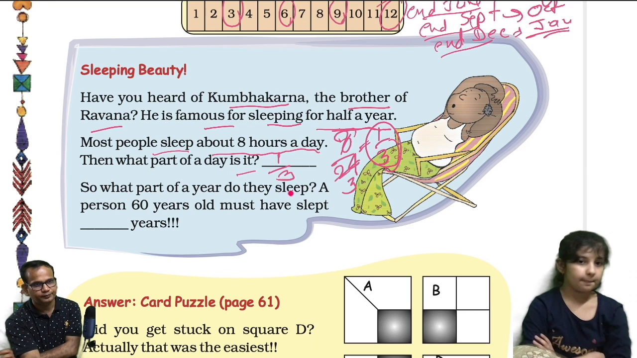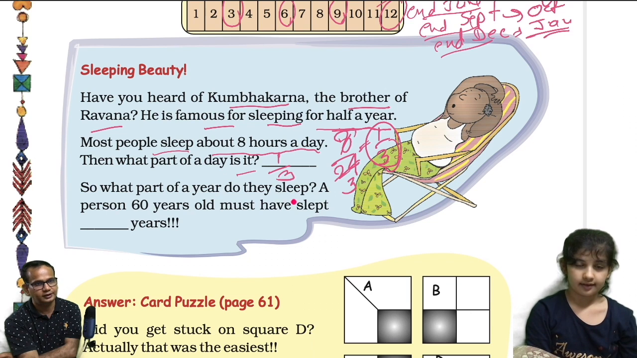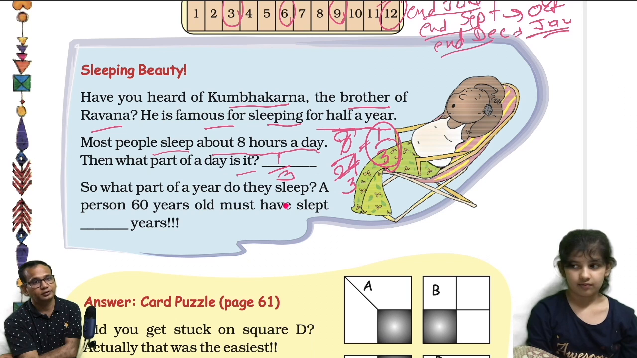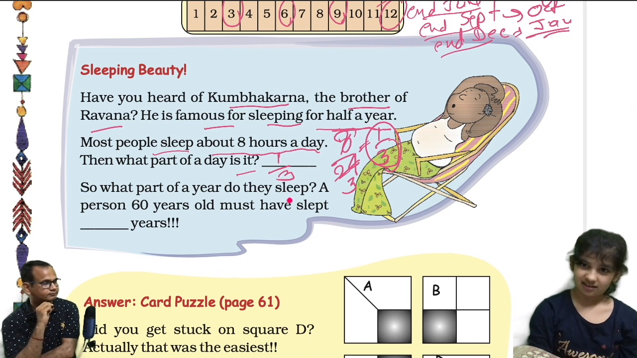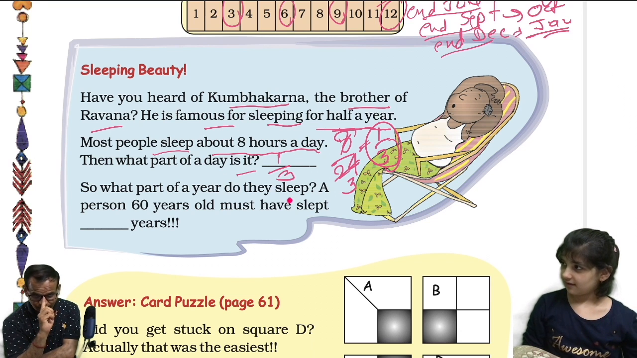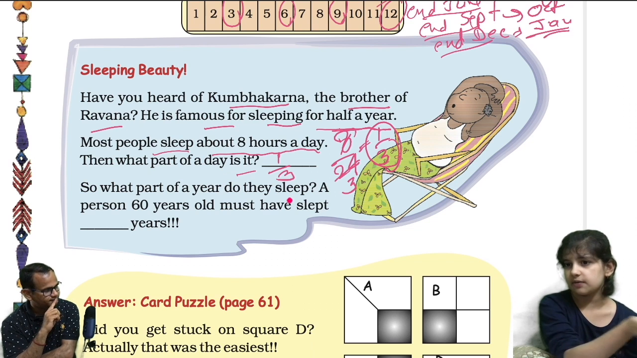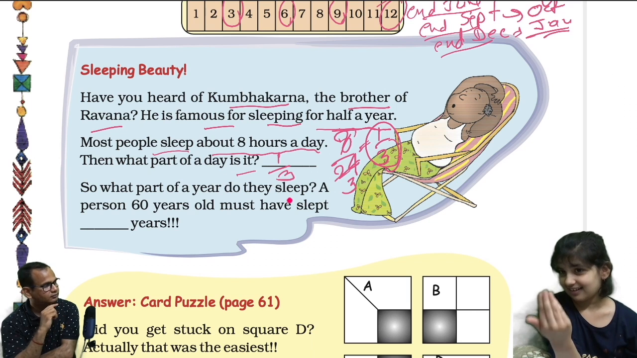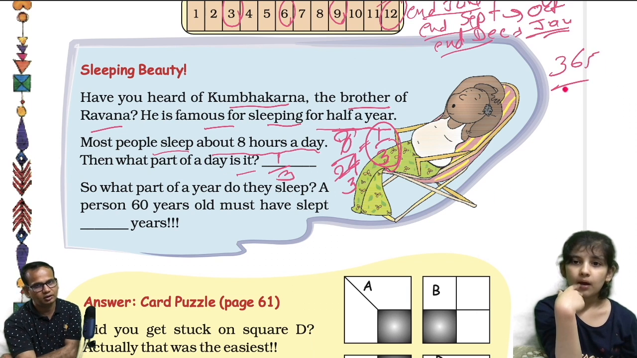So what part of a year do they sleep? Tell me, Havisha. But this is a very good question. 1 by 365? Why 1 by 365? Because there are 365 days in a year. Okay, fine. Havisha is telling there are 365 days in a year.